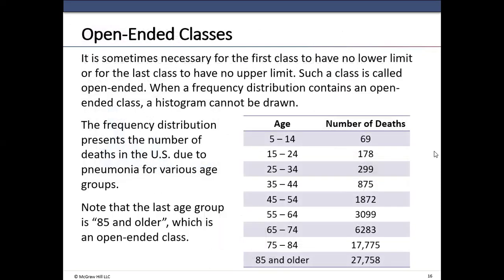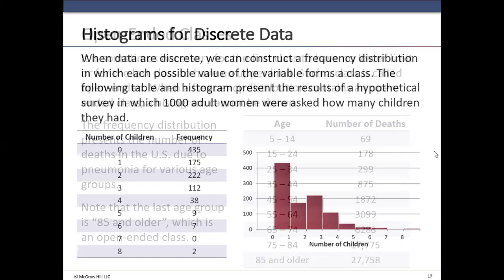It is sometimes necessary for the first class to have no lower limit or the last class to have no upper limit. Such a class is called open-ended. Notice the one at the bottom of this, 85 and older. It does not stop at 94, for example. If a distribution contains an open-ended class, a histogram cannot be drawn. So do not attempt to draw a histogram, because the last class in this case does not have an end. This frequency distribution presents the number of deaths in the US due to pneumonia for various age groups. Note that the last age group is 85 and older, which is an open-ended class.